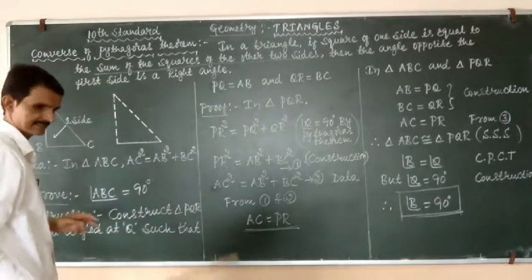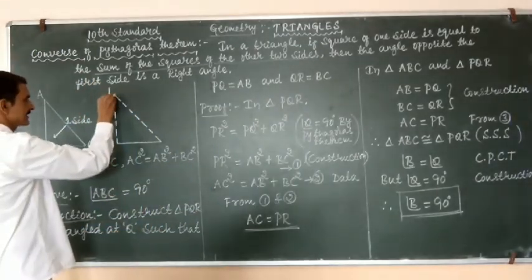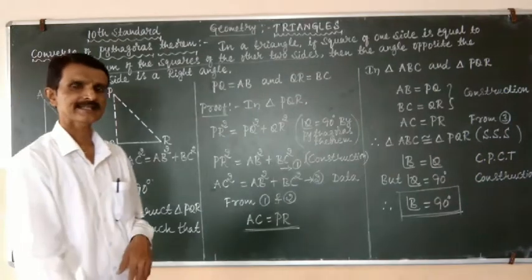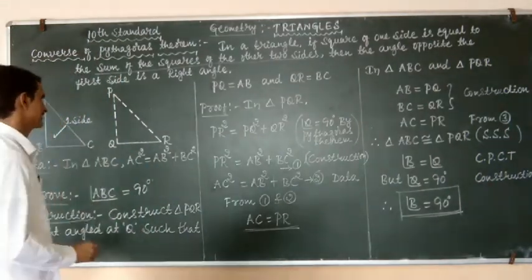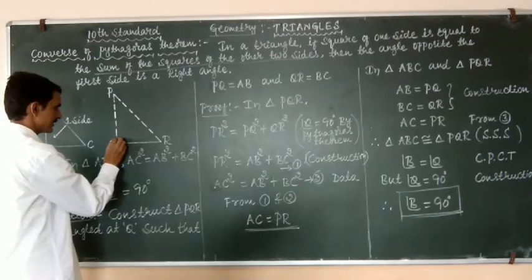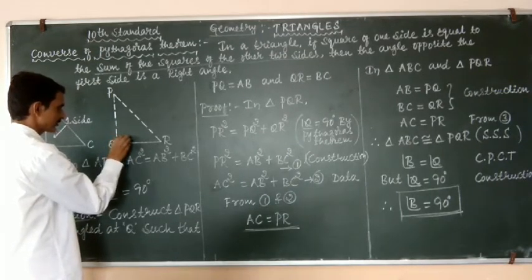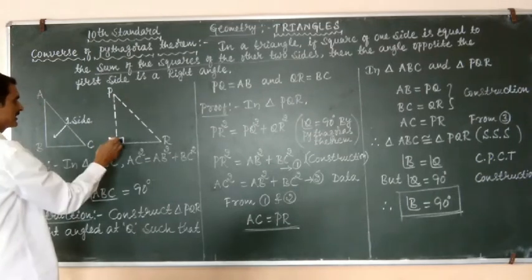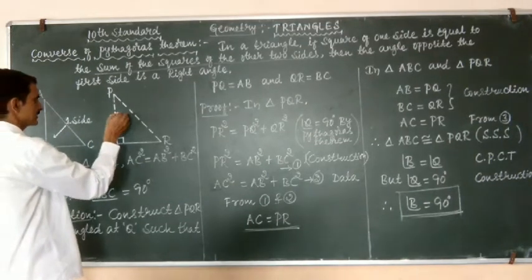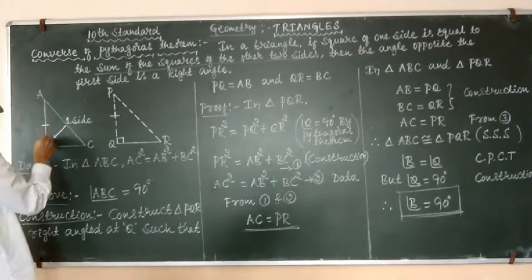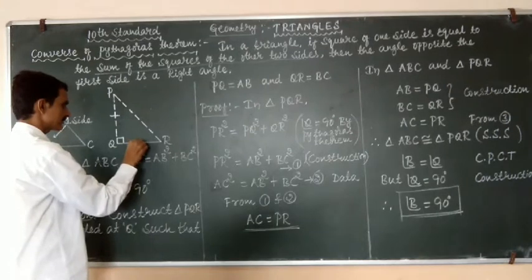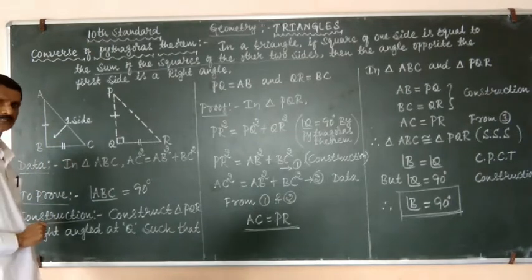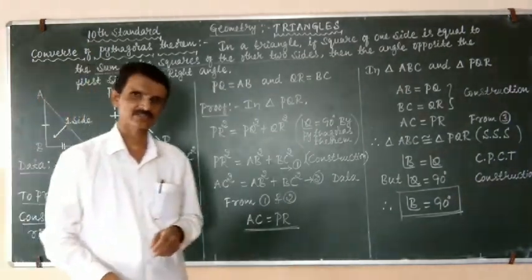Right angle triangle. Call this PQR. PQR is a right angle triangle, so here the angle Q should be 90 degrees, and the sides are: the length of PQ should be equal to the length of AB, and the length of QR is equal to the length of BC. QR equals BC. This is the construction.